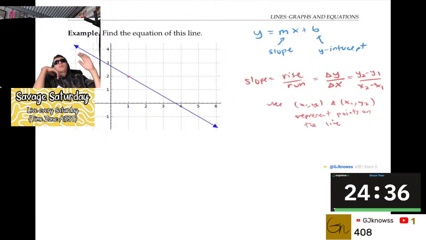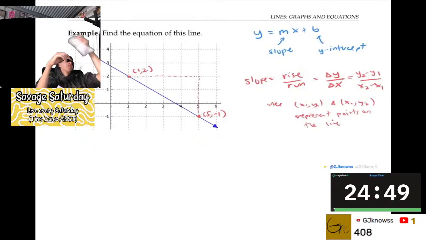So here would be one convenient point to use, and here's another convenient point to use. The coordinates of the first point are (1, 2), and the next point is (5, -1). Now I can find the slope by looking at the rise over the run. As I go through a run of this distance, I go through a rise of that distance. It's actually going to be a negative rise, or a fall, because my line is pointing down.